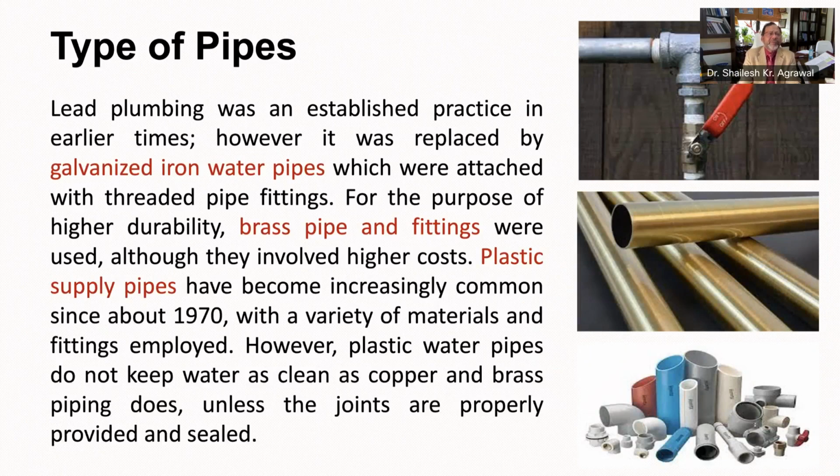Now let's understand different types of pipes. Lead plumbing was an established practice in earlier times. However, it is replaced by galvanized iron water pipes which are attached with threaded pipe fittings. For the purpose of high durability, brass pipes and fittings are also being used, although they involve higher costs. Plastic supply pipes, PVC or UPVC pipes, have become increasingly common since 1970 with a variety of materials and fittings employed. However, plastic water pipes do not keep water as clean as copper and brass pipe does unless the joints are properly provided and sealed.